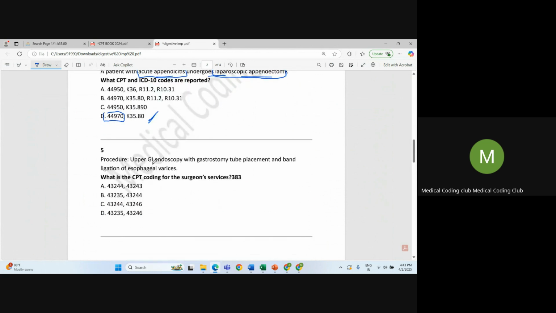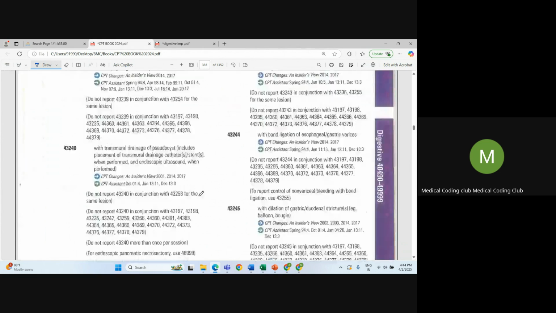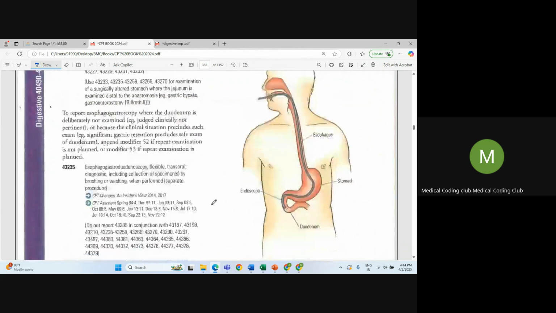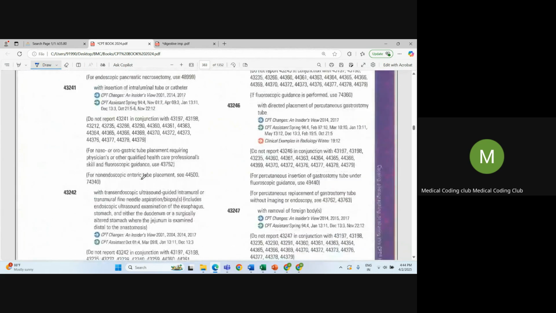Next, upper GI endoscopy with gastrostomy tube placement and band ligation of esophageal varices. So GI endoscopy with gastrostomy procedure. Check the options. There are two procedures here: one is gastrostomy tube placement and the other is ligation. So you can go to esophagogastroduodenoscopy and under that, check for those option codes.